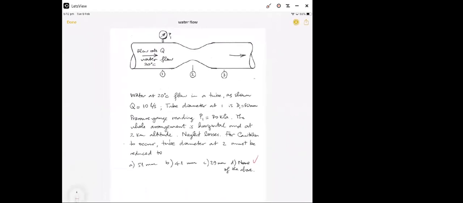So let's see the question. First, we have water at 20 Celsius. It means from this one you can find the properties of water. Flow rate Q is 10 liters per second, or Q is 0.01 meter cube per second.